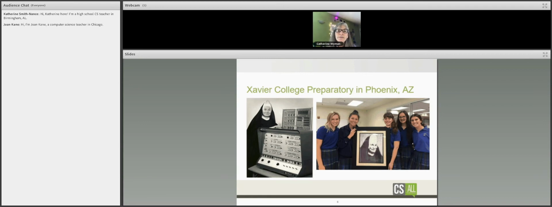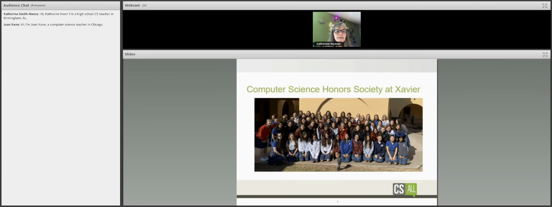I believe in always telling the story. Do not squander an opportunity to talk about the importance of computer science education. And we try to do that whenever we can. Let's see. So here's our membership from last year. We inducted 107 members last August. And for the coming school year, we've got 133 members.